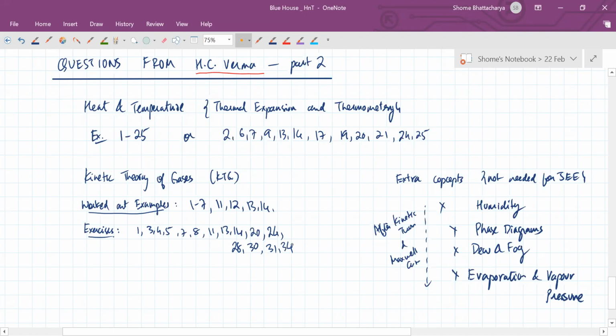Okay, so this is from your kinetic theory of gases. For the moment you do these questions, it's enough for you. Then we can do some more questions later also.